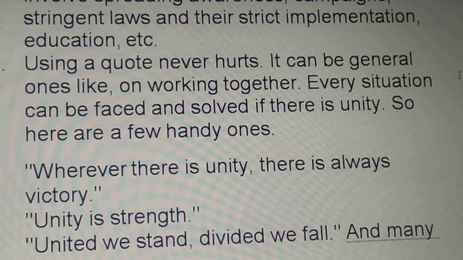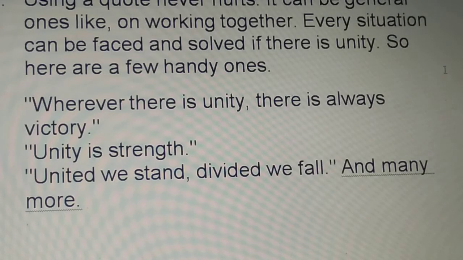Using a quote never hurts. It can be general ones like on working together. Every situation can be faced and solved if there is unity. Yes, unity is strength. We all know that. So here are a few handy ones. Where there is unity, there is always victory. Unity is strength. United we stand, divided we fall, and many more, of course.